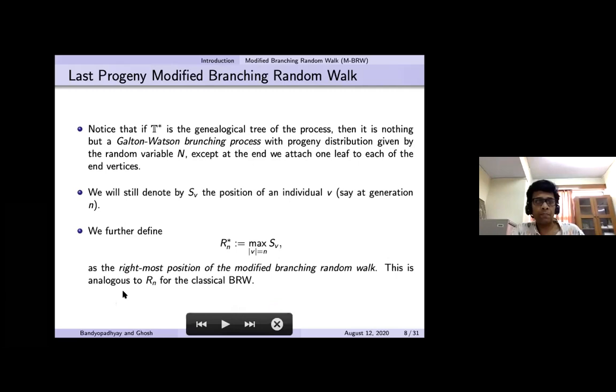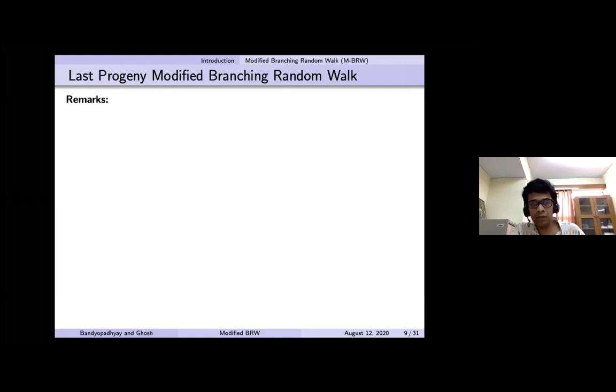We are going to look into the same statistic, the rightmost position. But now, because of this new displacement given at the nth generation, we are going to call it R_n star. The star denotes this modified version. A few remarks here which are very important to observe: the modified version is different, but perhaps not too different. This is wishful thinking, we really want to think of it that way.